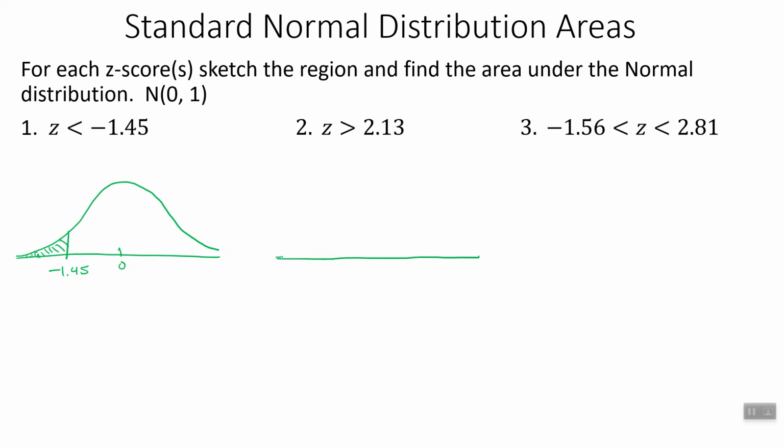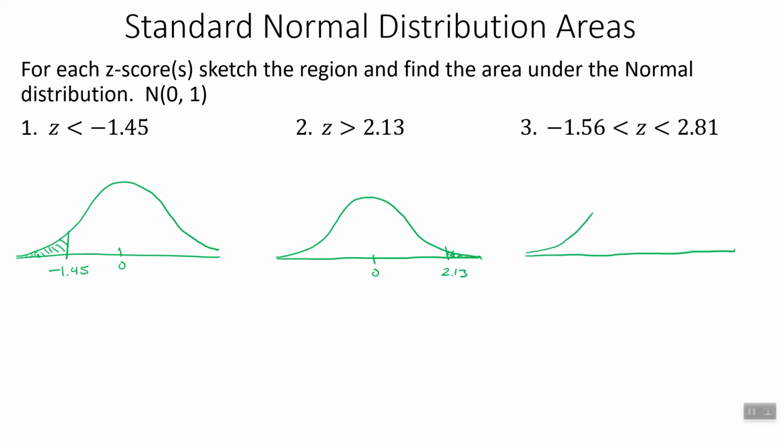All right, z greater than 2.13. We'll come back and do the calculator work later here. So here's our normal curve. Here's 0. 2.13 is going to be pretty high up. And we want greater than. So it's going this way, this little bit up here. Pretty small.